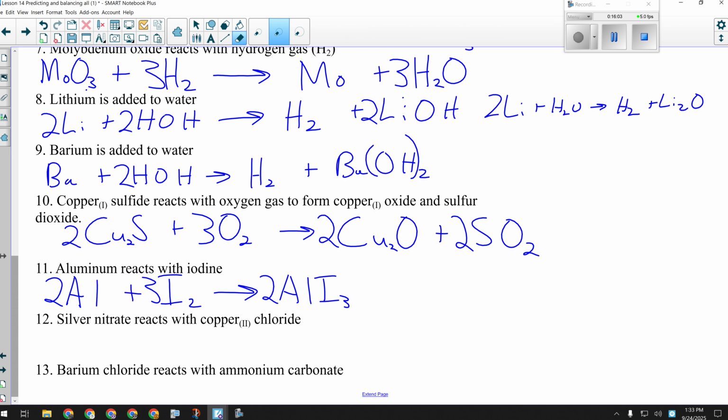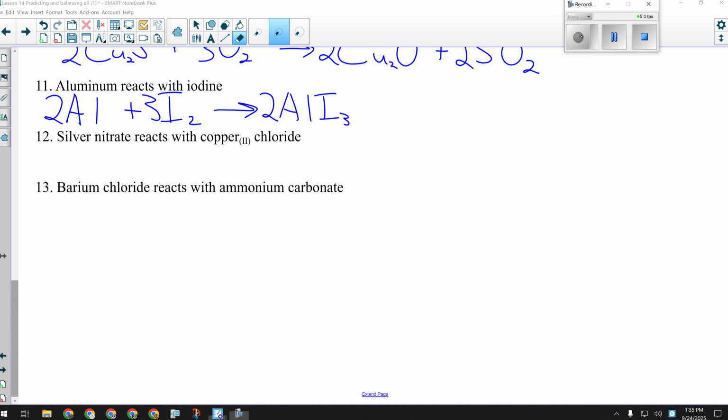How many people have done 12? Okay, I'll give you a couple more minutes, and I want to do 12 and 13. If you're done 12 and 13, like I said, keep working on the ones that are on the bottom, that are already in formula form. Okay, let's look at 12 and 13 here.